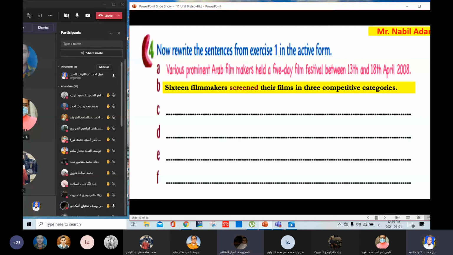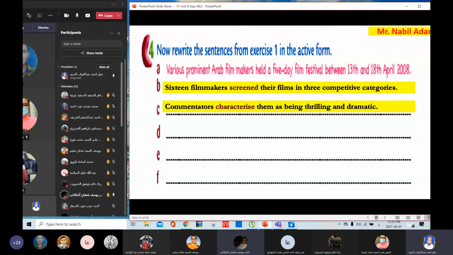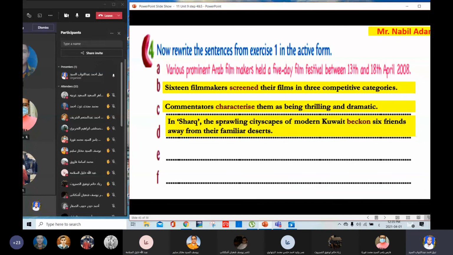Nasser Ashkenani. Commentators characterize them as being thrilling and dramatic. Thank you. Abdullah Khalil. In Shark, the sprawling city space of modern Kuwait beckons 6 friends away from their familiar desert. Yes. So in Shark, the sprawling cityscapes of modern Kuwait city beckon 6 friends away from their familiar deserts.